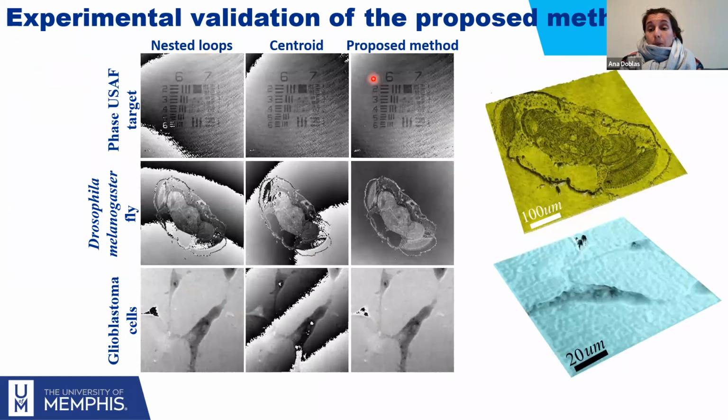So here we have three examples: two different biological samples and one calibrated target, the USAF target, and we are comparing with three methods. The for loops, the nested loops method, the centroid method, and then our method. We're gonna see that the results of our method are the best compared, like we have less phase wrapping. It looks like our samples are better compensated.